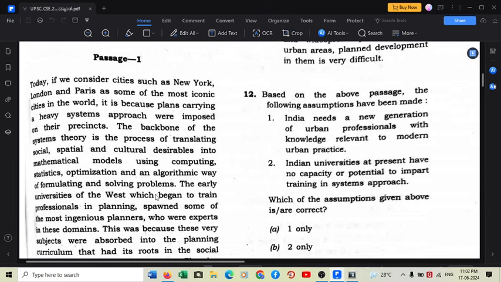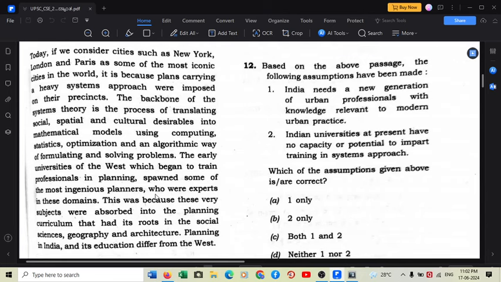The early universities of the West, which began to train professionals in planning, spawned some of the most ingenious planners who were experts in these domains. This was because these very subjects were absorbed into the planning curriculum that had its roots in the social sciences, geography, and architecture. So because these experts have knowledge of the domain, they are ingenious planners. Sorry, I said indigenous, but this is ingenious planners.